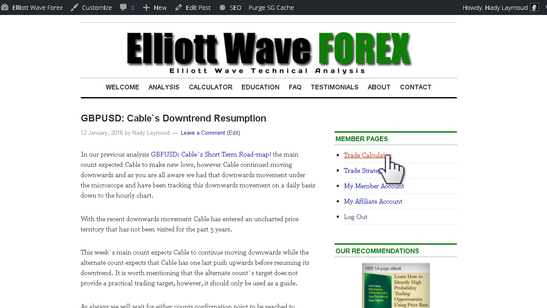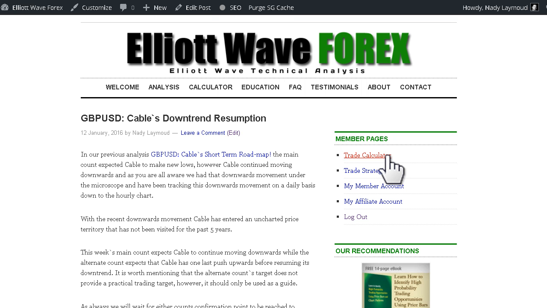In our previous analysis, the main count expected cable to make new lows. However, cable continued moving downwards, and as you are all aware, we had that downwards movement under the microscope and have been tracking this downwards movement on a daily basis down to the hourly chart. With the recent downwards movement, cable has entered an uncharted price territory that has not been visited for the past 5 years. This week's main count expects cable to continue moving downwards, while the alternate count expects that cable has one last push upwards before resuming its downtrend.